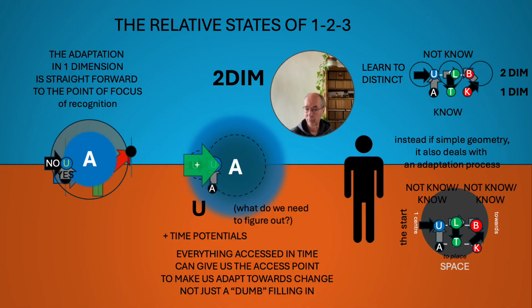So what do we need to figure it out? Everything that can be accessed in time can give us an access point, which is actually here, that makes us adapt towards all the changes that are needed. And it's not just a dumb filling in, like with the bluff before, like with artificial intelligence, which is sometimes just in a dumb way filling it in, falling back on what it already knows, and falling back on the patterns it also knows. And that's basically also important to have this idea programmed in it as well at some point.